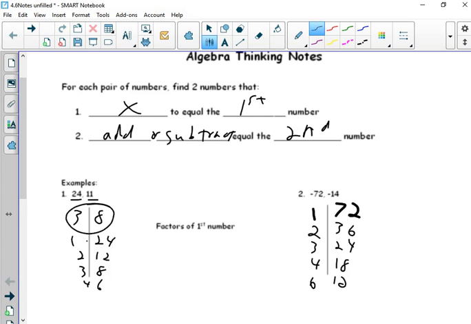Okay. Since we have negative numbers, we want one of the numbers to be negative. And they have to differ by 14. Which one? 4 and 18. Right? And which one do we want to be negative? We want negative 14. There you go.